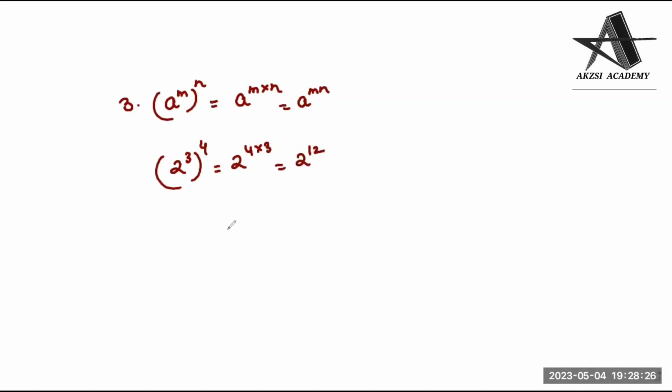So it doesn't matter how many powers are there over each other, multiply them all together. Suppose it's 2 squared to the power of 3 to the power of 4. So you can see there are 3 powers now. You need to multiply them together. So 2 to the power of 2 into 3 into 4, which is 2 to the power of 24.